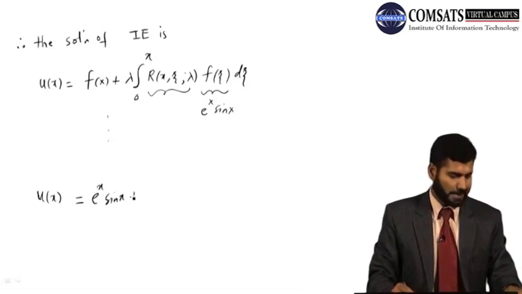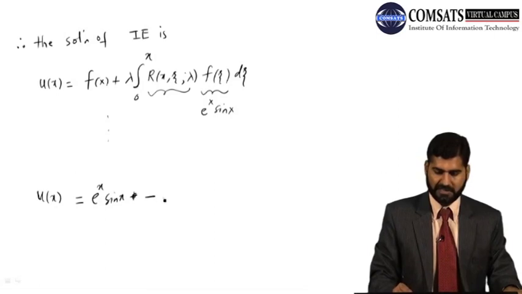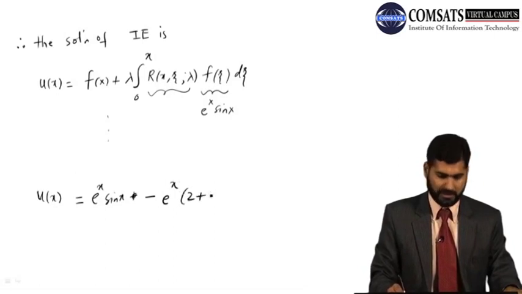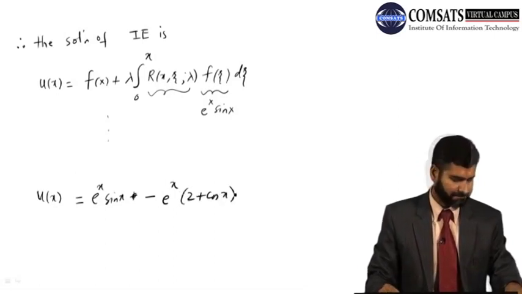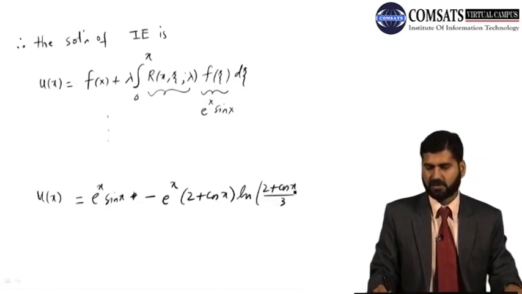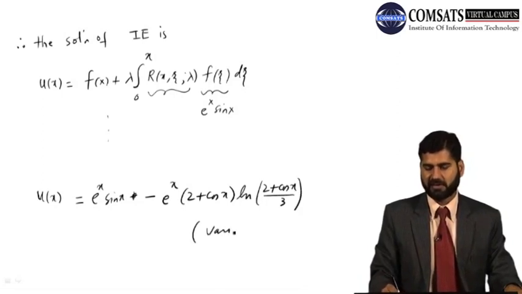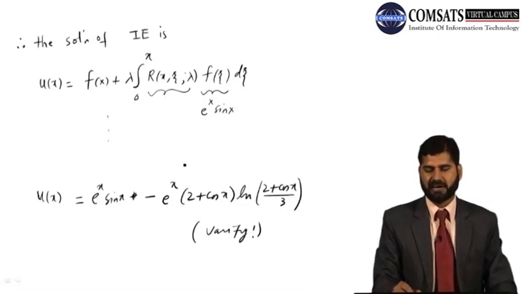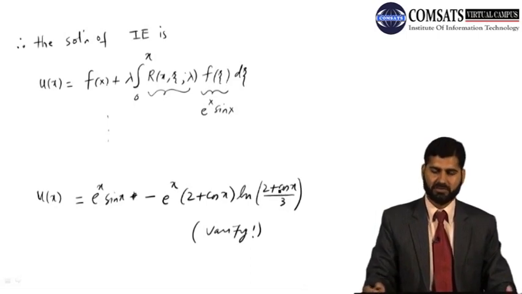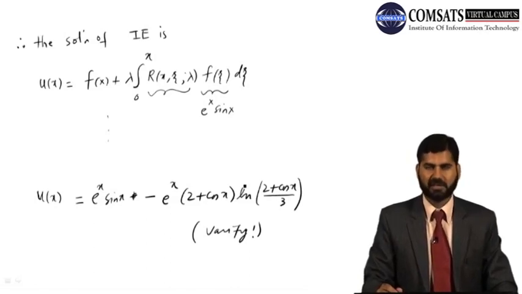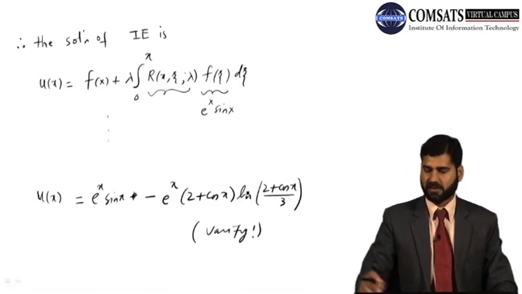This is your f of x plus the answer for the integration, you will get minus e^x times 2 plus cosine x, natural log of (2 plus cosine x) by 3. So just verify whether you are getting this or not. It's not difficult. Your resolvent kernel is given, function is given. You just need to integrate and find this one. It's a very simple verification. So this is a solution of the Volterra equation by the method of successive approximation.